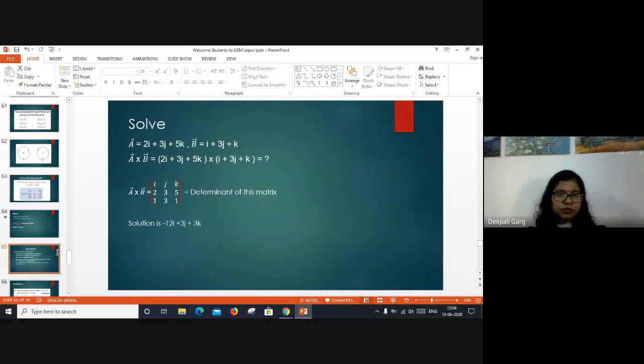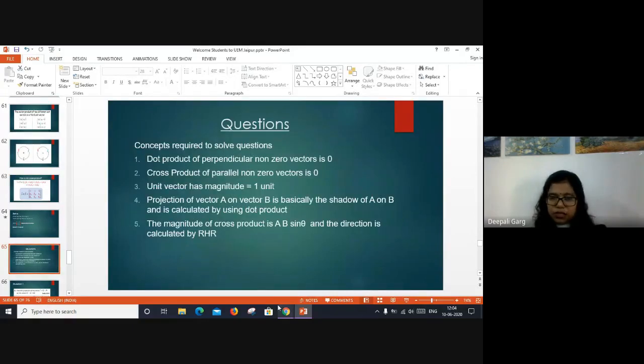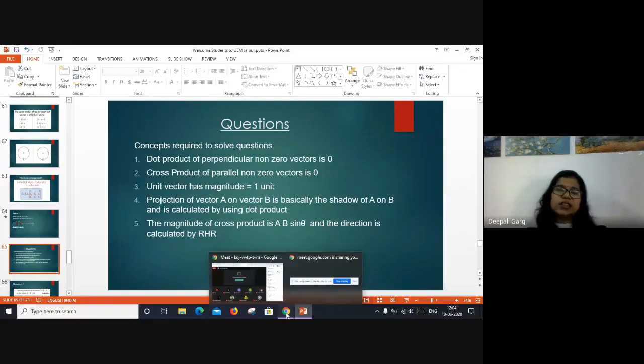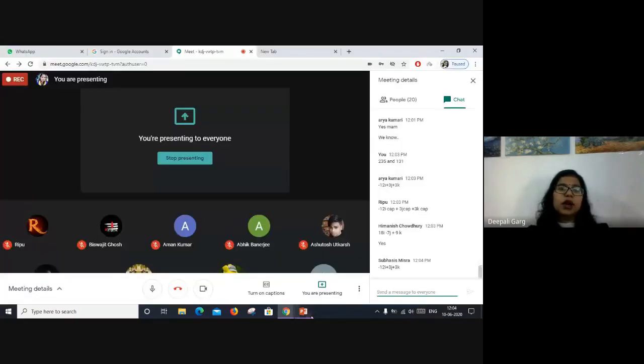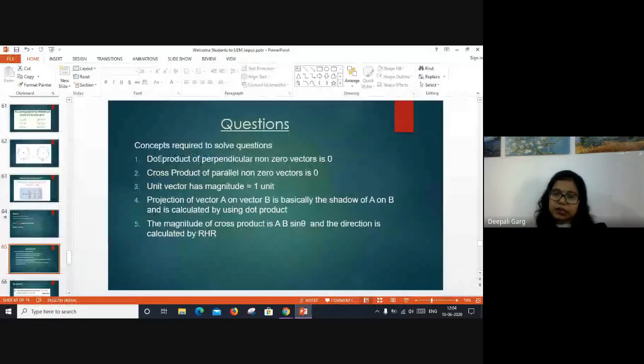So now we will do questions. We will solve questions. So before coming to questions, let's just revise the important things. Dot product of perpendicular non-zero vectors is 0. Cross product of parallel non-zero vectors is 0. Unit vector has magnitude 1. Projection of A on B. Now this is important. Projection of A on B is basically the shadow of A on B and is calculated by using dot product. Fifth is the magnitude of cross product is AB sine theta and the direction is calculated by right hand rule.